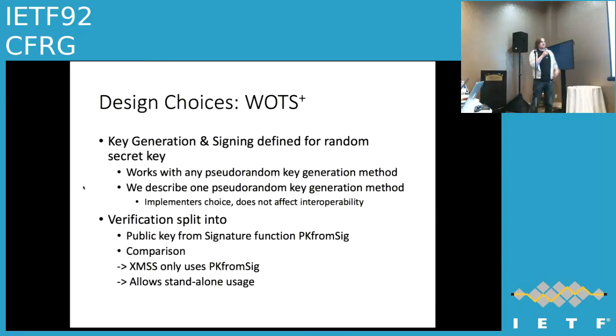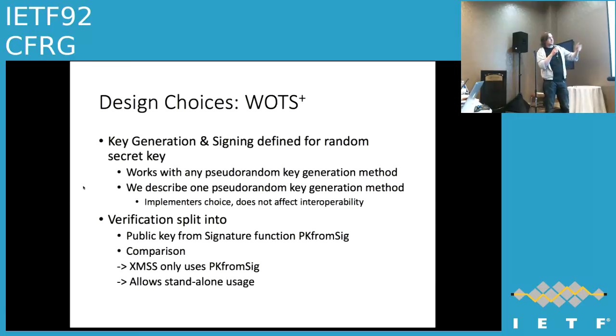We describe the key generation and signing for a random secret key, so we simply assume we've got an array. It works for any pseudorandom key generation method. We give some security requirements that a method has to fulfill, and give one method that actually achieves this, but leave it to the implementer how to actually do it.